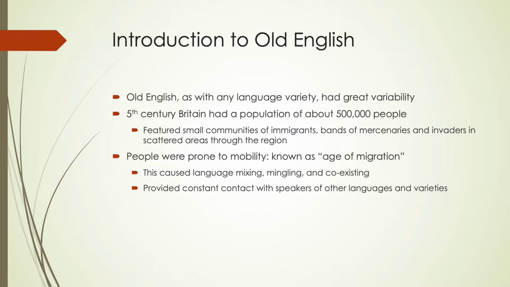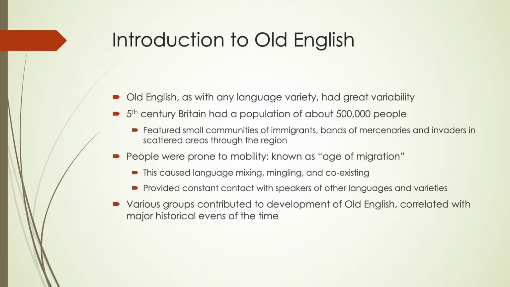This was known as an age of migration, so this did cause some language mixing, some mingling, some coexisting between some of the different groups. And so there was a lot of contact between speakers of other languages as well as other varieties. But we'll see that this had less influence on the development of English than we might expect with other examples of language contact over time.